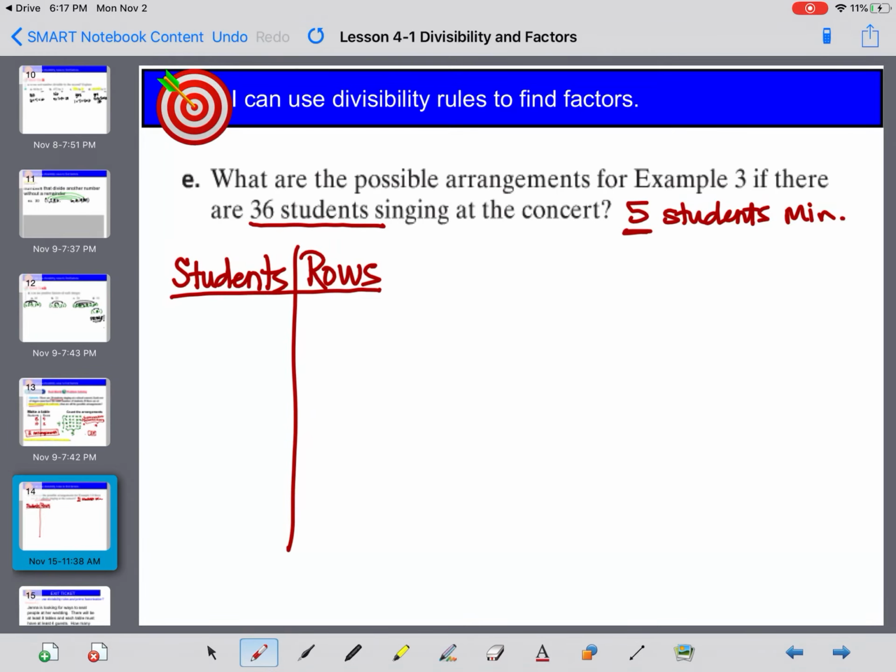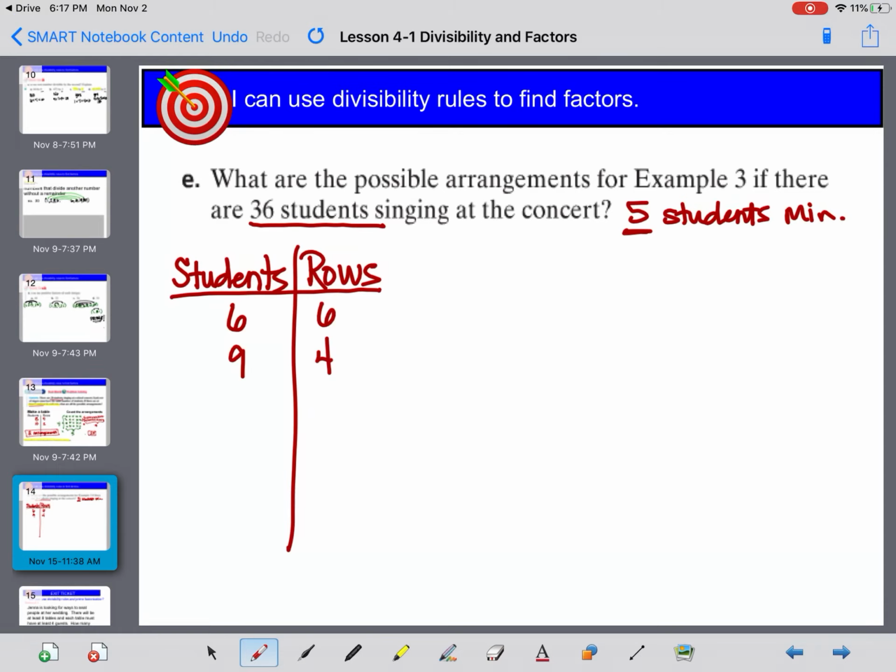Knowing that there are at least 5. Well, 5 does not go into 36 evenly, but 6 does. So what if I put 6 students in each row? 6 students in each row for 6 rows equals 36. Okay, let's try another one. 7, nope. 8 doesn't go into 36. 9 does. I could have 9 students in each row. 9 times 4 rows would give me 36.